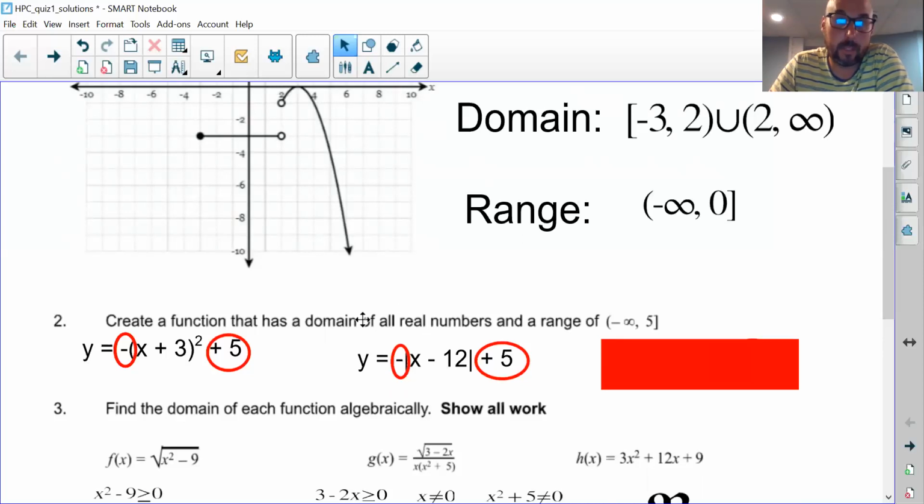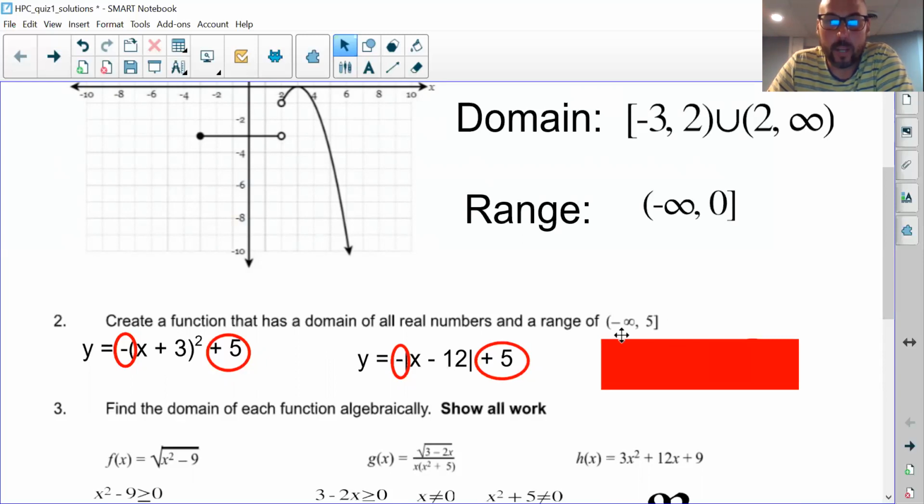Now you could be really clever and say, what about the square root of x squared plus 5? That would be fantastic. That has a domain of all real numbers, because no matter what you put in for x, if it's x squared plus 5, it's going to be positive, and you can take the square root of a positive. So the square root of x squared plus 5 does have a domain of all real numbers, but keeping it simple, probably just a quadratic or an absolute value.